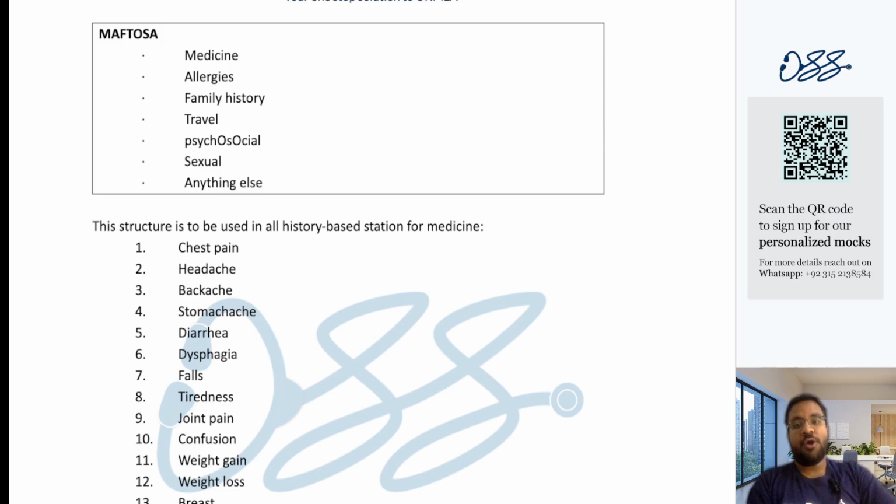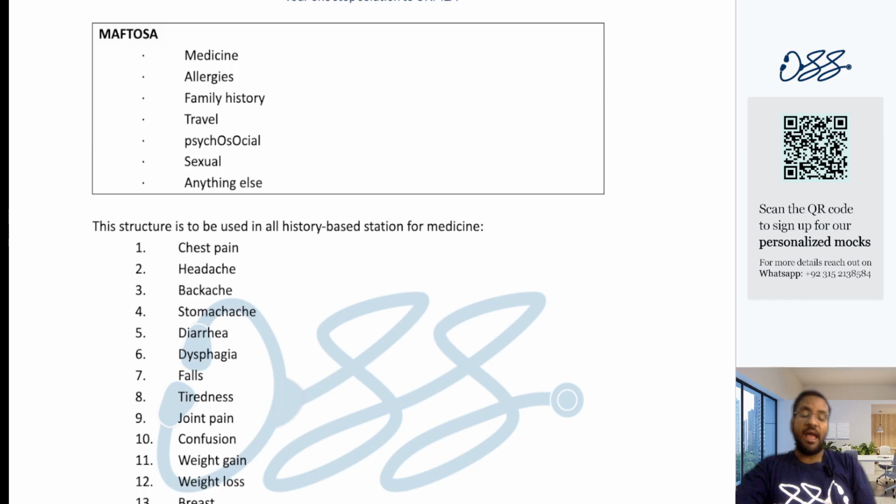Then moving on to the psychosocial aspect, the O in the layer. The psychosocial aspect is really important. It is something that you should develop a habit of asking every time, because it may be relevant clinically, it may not be, but you need to understand that the UK is very particular about the psychosocial aspects, specifically mental health.